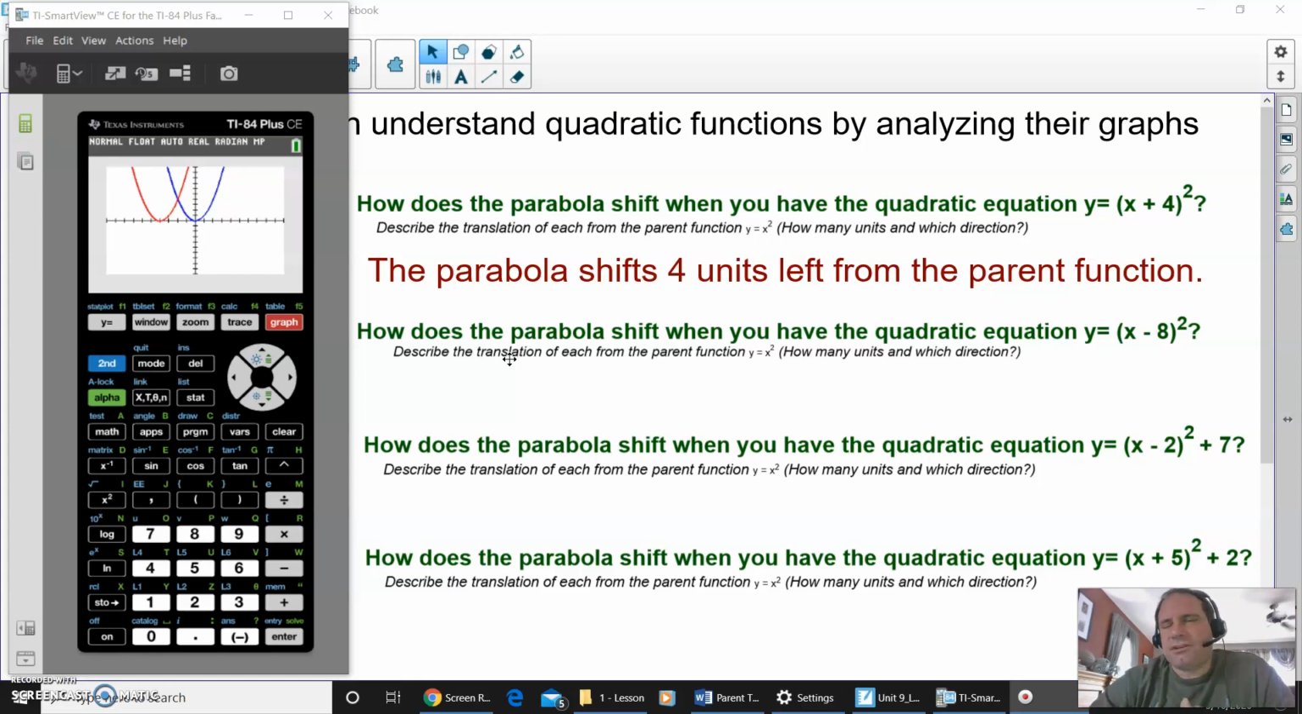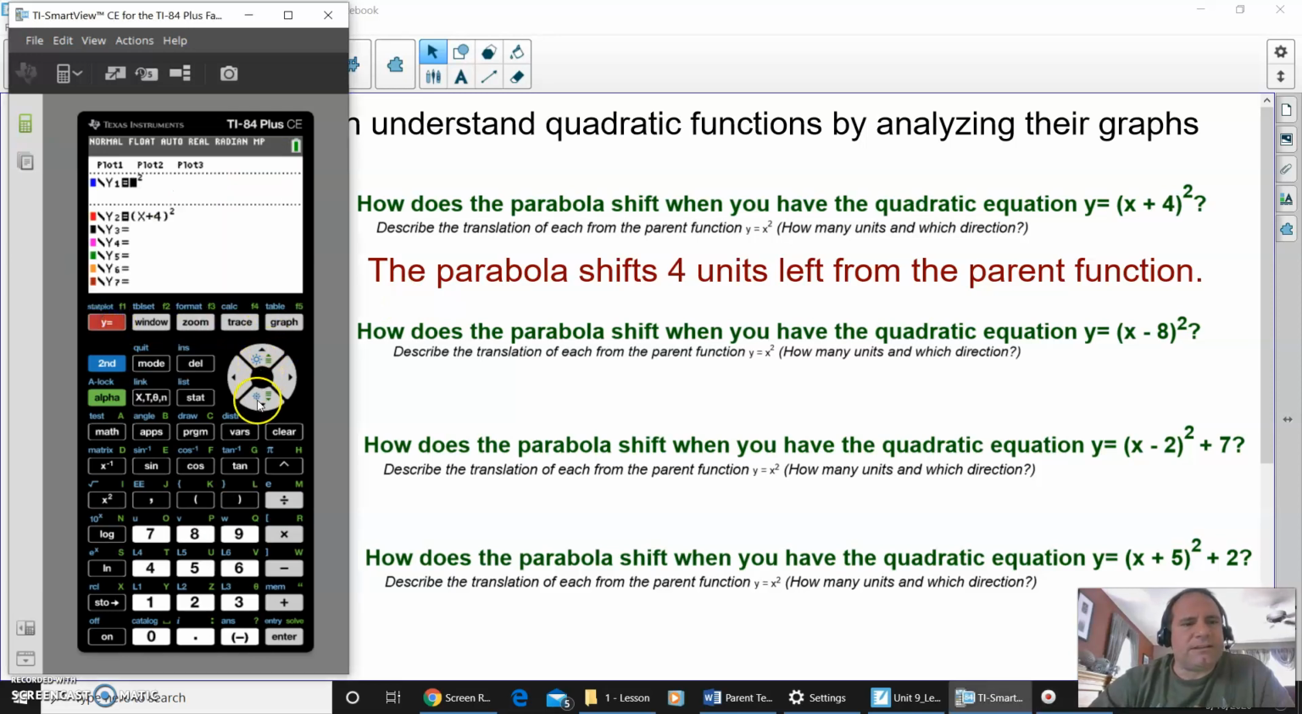And I'm just saying, if x plus 4 is to the left 4, what do you think x minus 8 is going to be? Where's that going to shift? Is that going to shift to the left, or is that going to shift now to the right? So let's go ahead and take our calculator and go down to y2. Clear that out. Keep the parent function in as y1, y equals x squared. We're going to now put the x minus 8 in as the second quadratic equation that we're given. So we're going to close the parentheses, make sure it looks exactly the same, and press graph.